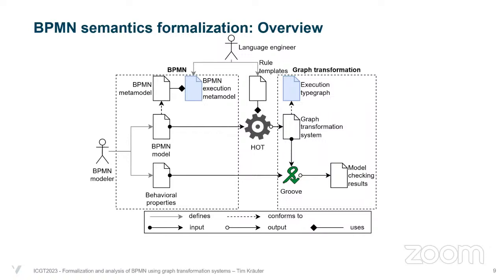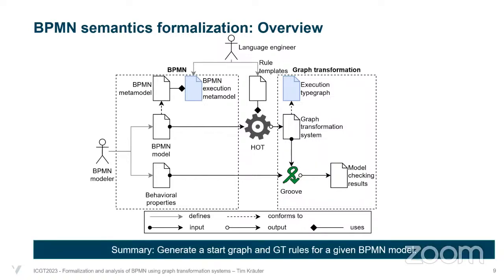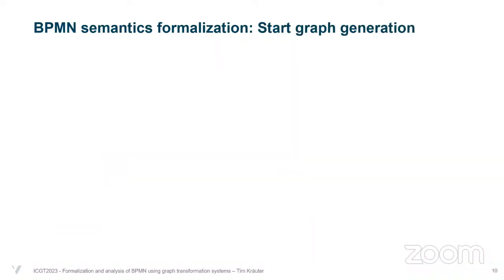I want to use term rewriting, I want to use something else. But the general approach should still be used. But here in this specific paper, I'm applying it to BPMN and graph transformation. So in summary, very easy, one sentence: generate a start graph and graph transformation rules from your BPMN model. It's a higher order transformation. Let's first look at the start graph generation.